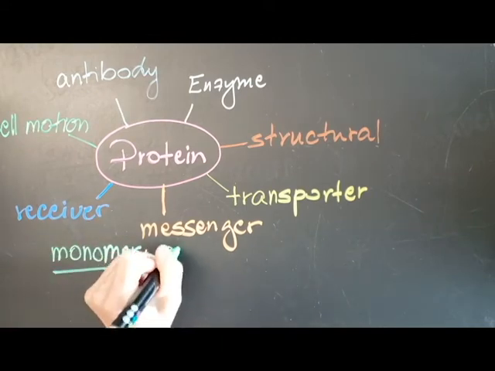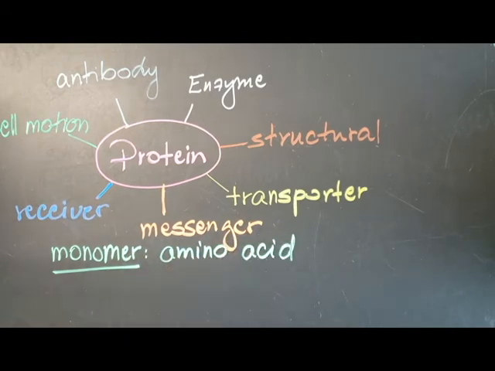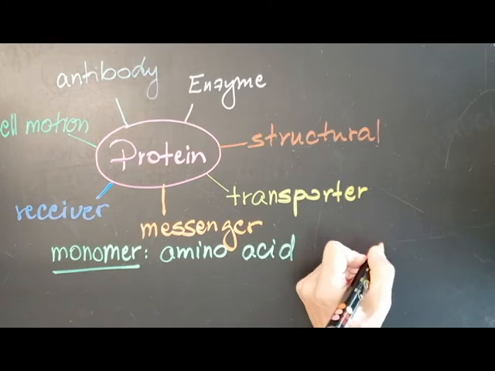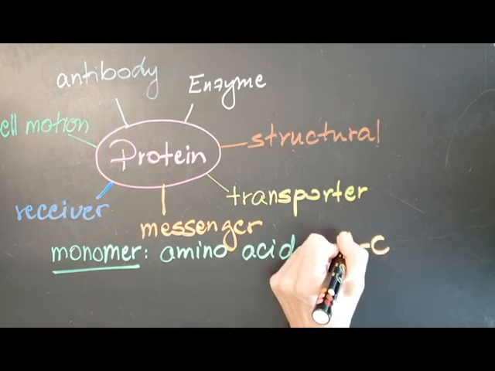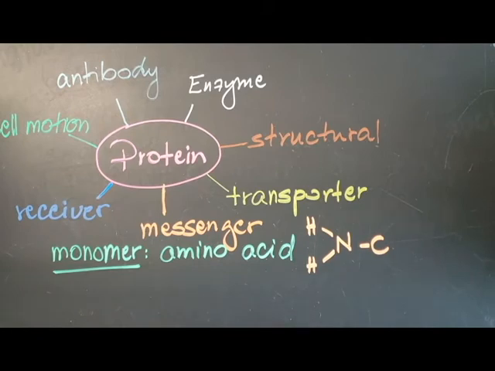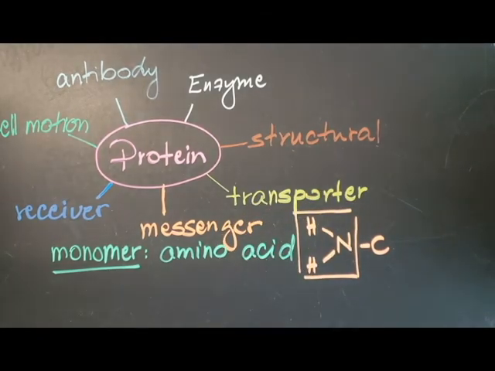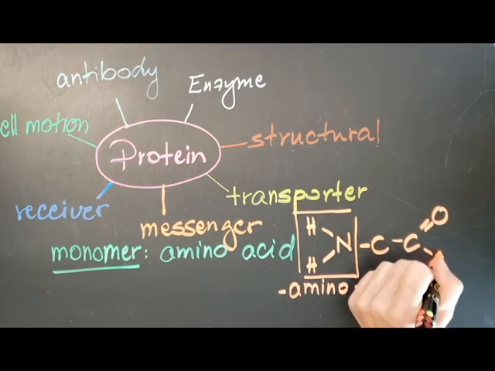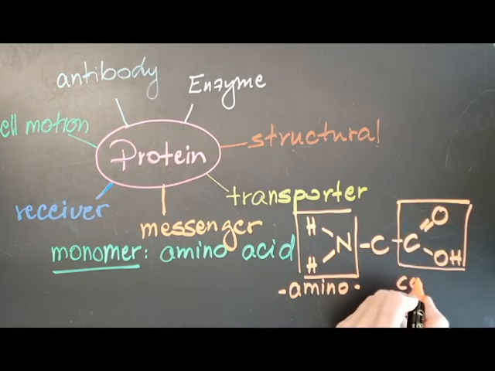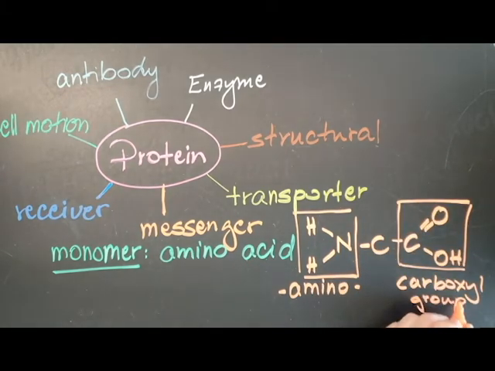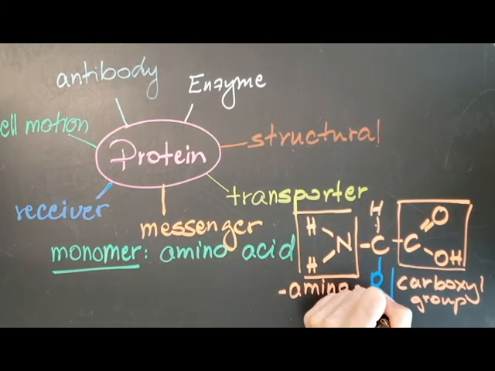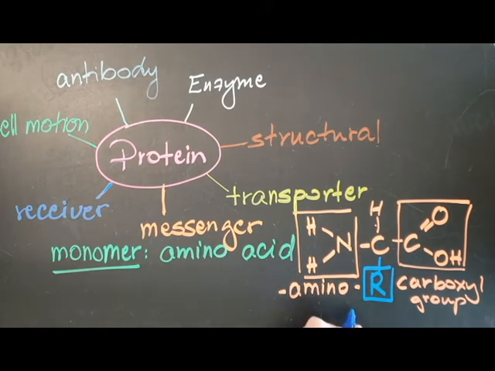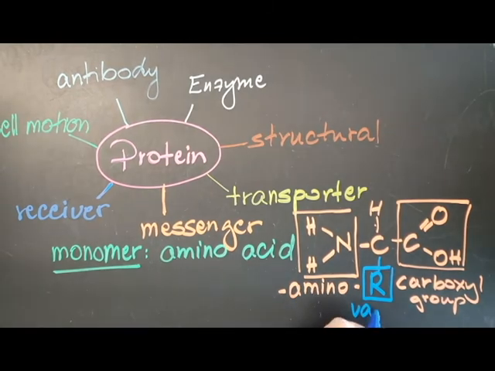The monomer for the protein, because protein is a polymer, is the amino acid. The amino acid's chemical layout has a central carbon and an amino group, NH2. On the other side of the carbon, it's going to combine with a carboxyl group. It's a functional group that is active during chemical reactions, contains a hydrogen and an R group attached to the central carbon that can be varied.